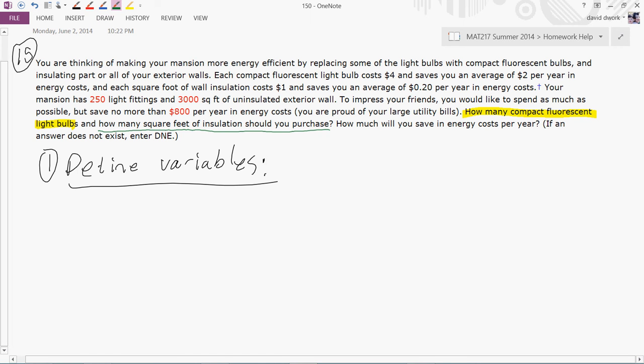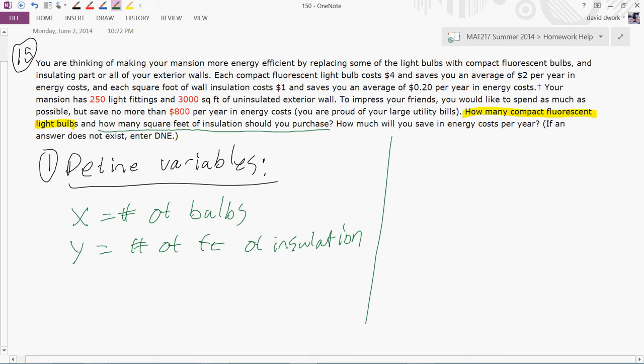So I might do x equals number of bulbs, and y is the number of feet of insulation. The reason I find it extremely important to define your variables is that now I know every single equation I write better somehow correlate x and y, the number of light bulbs I'm purchasing and the number of feet of insulation. That also helps me read the problem and break the information down. So now let's go through the problem.